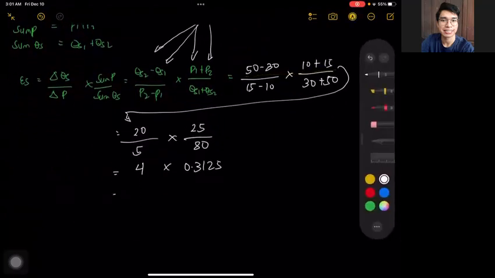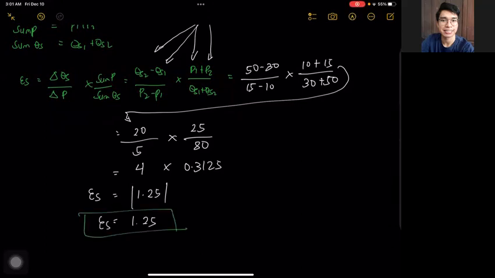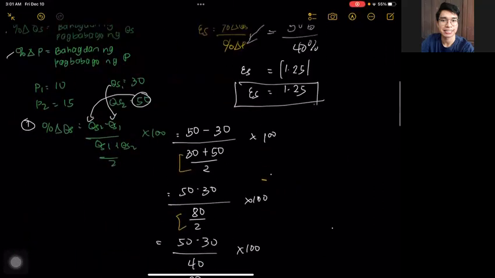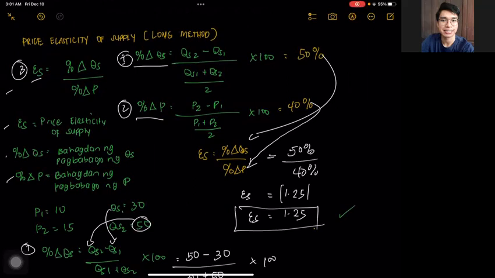Now pwede na natin siyang i-multiply. Using your calculator, 4 times 0.3125 is equal to 1.25. So elasticity of supply is equal to 1.25. Ang absolute value po niya is still 1.25. Pareho kaya nung nakuha natin kanina? Let's recall. Ayan, kung makikita nyo po, pareho lang. Mas maiksi talaga sa short method.